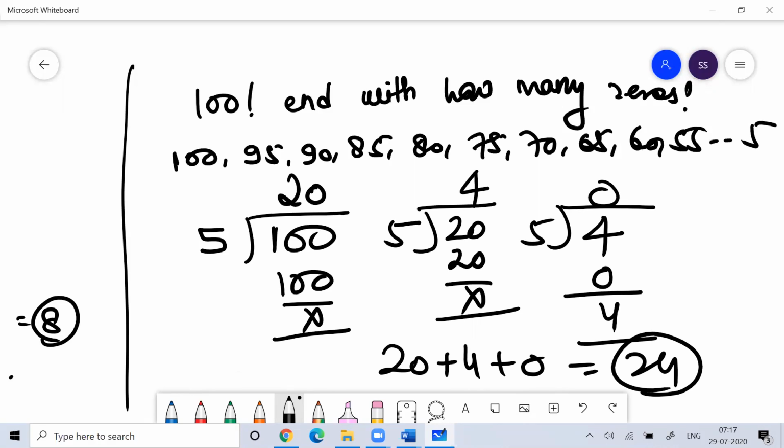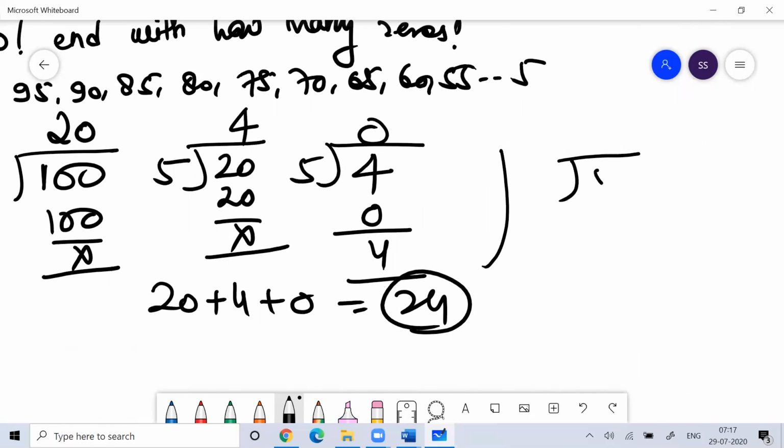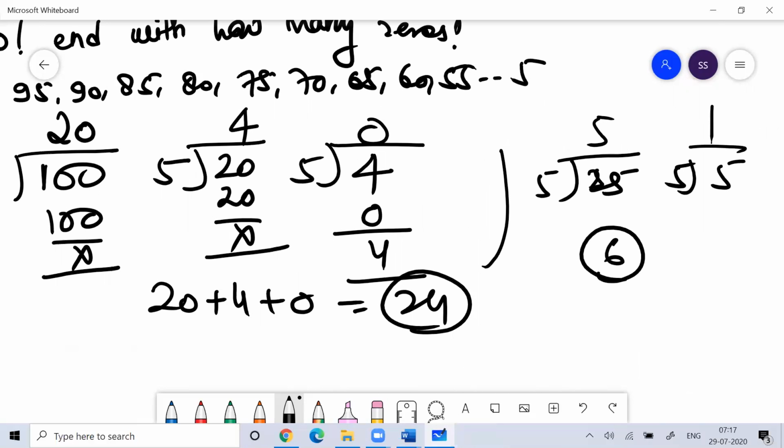Now if you take 25, you divide 25 by 5 and you get 5. Again divide 5 by 5, you get 1. So the total number of zeros is 6. 25 factorial has 6 zeros, because from 25 there's 1, from 20 there's 1, from 15 there's 1, from 10 there's 1, and from 5 there's 1. If you count, you will get the sum as 6. So we need to understand this part.